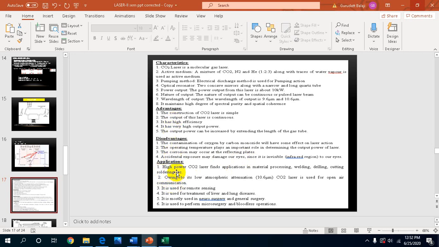The major applications are in material processing: welding, drilling, cutting and soldering, all of which are done in the mechanical industry. Low atmospheric attenuation is also there. CO2 lasers are used for open air communication, remote sensing and treatment of liver and lung. Most commonly, they are used in neurosurgery and general surgery. They are used to perform microsurgery and bloodless operations.